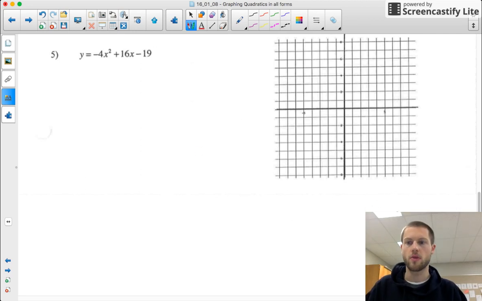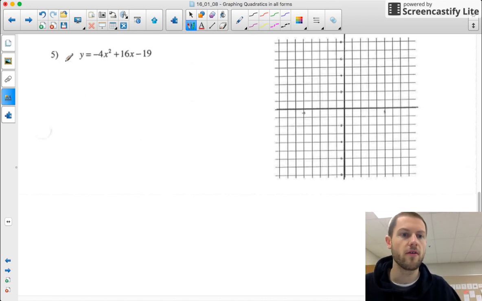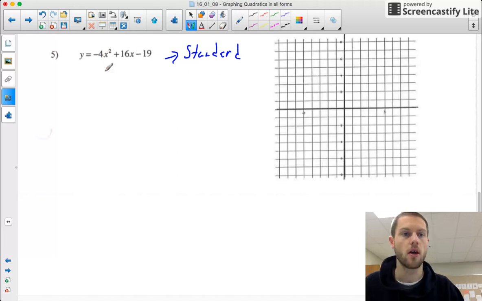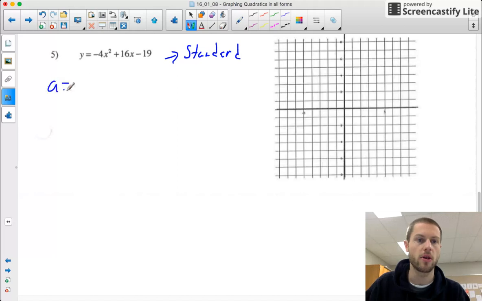Okay, here is one of the problems from our notes. This is number 5, and what we want to do is graph this quadratic here, and this quadratic is in standard form. And I know that because it's following the y equals ax squared plus bx plus c format. So first let's identify our a, our b, our c. A is -4, b is 16, and c is -19.